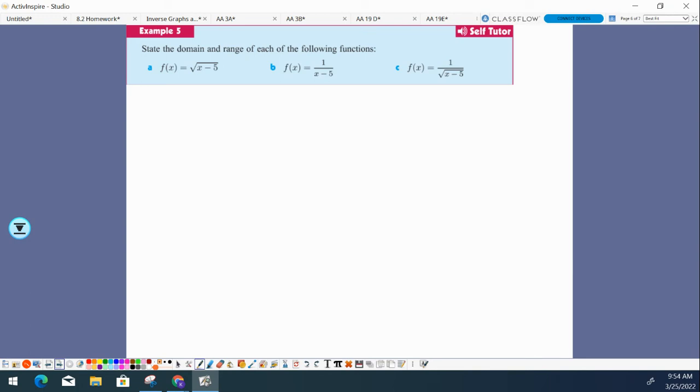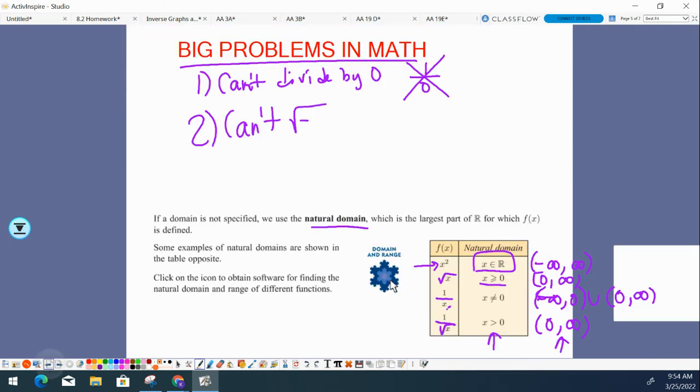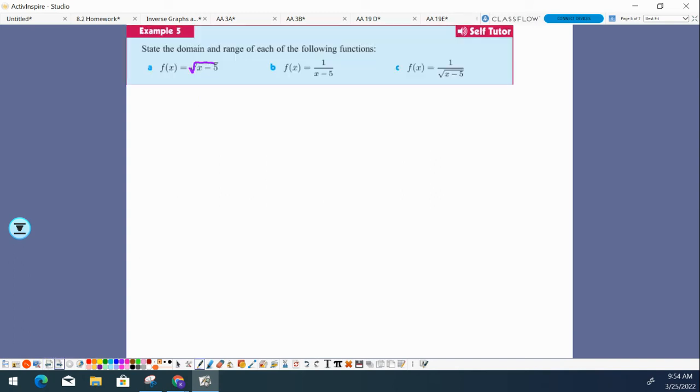So when I look at letter 5A, I see a square root sign. If you look back, the square root sign says this value has to be greater than or equal to 0. So that means x minus 5 has to be greater than or equal to 0. So now we just solve it for x. That means that x has to be greater than or equal to 5.